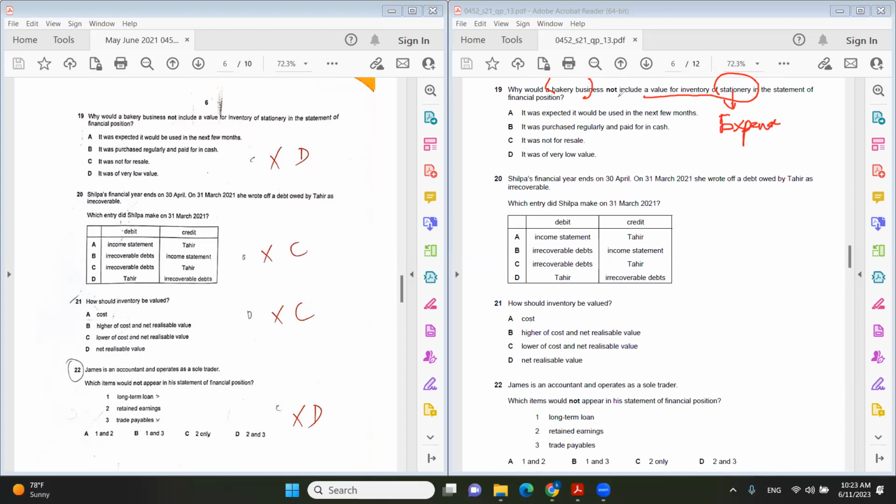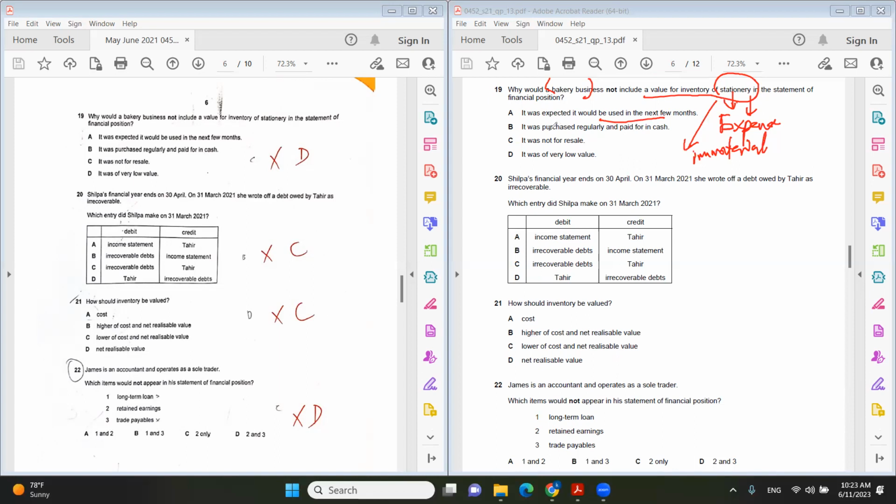They say not to include a value of inventory because it is insignificant. Normally a bakery shop won't buy a lot of stationery. This is immaterial, under the materiality concept. Accounting allows us to charge it out to expenses, 100%, rather than keep it as inventory, because it is very low value. It is expected to be used in the next few months, which is possible because we won't buy a lot.